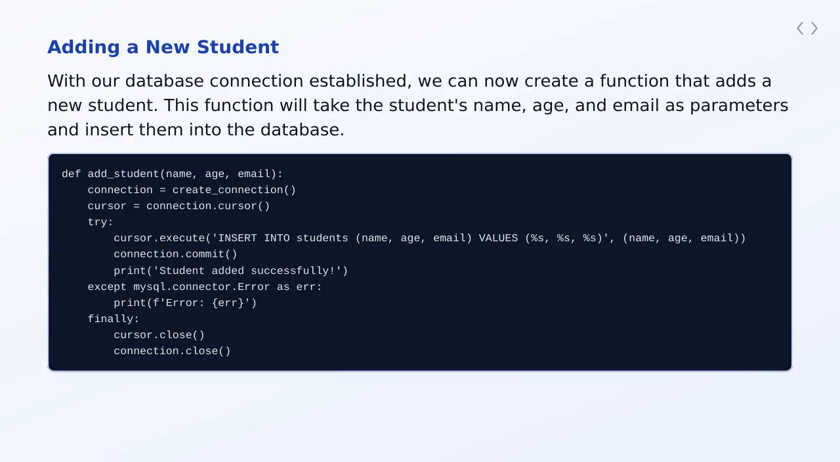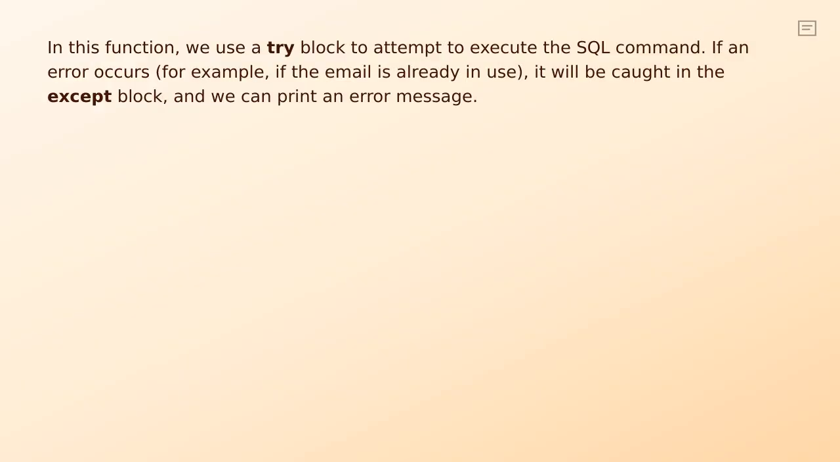Now, adding a new student. With our database connection established, we can now create a function that adds a new student. This function will take the student's name, age, and email as parameters and insert them into the database. Walk through the function definition shown in the code example. In this function, we use a try block to attempt to execute the SQL command. If an error occurs, for example, if the email is already in use, it will be caught in the except block and we can print an error message.